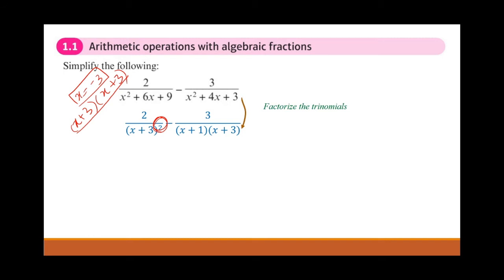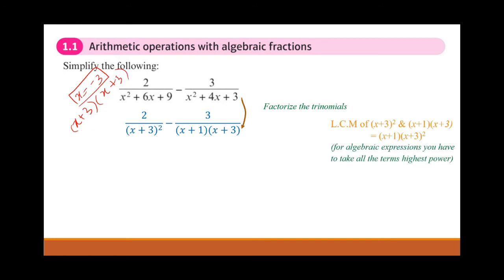All right. So instead of writing x plus 3, we can write it as x plus 3 squared because we need that power when we are finding the LCM. All right. And then find the LCM of the denominators. We have x plus 3 squared and x plus 1, x plus 3. So taking all the terms, we have two different terms, x plus 1 and x plus 3. And the highest power: x plus 1 has power 1, but x plus 3 has power 1 and power 2. So the highest power would be 2. So your LCM is x plus 1 and x plus 3 squared.